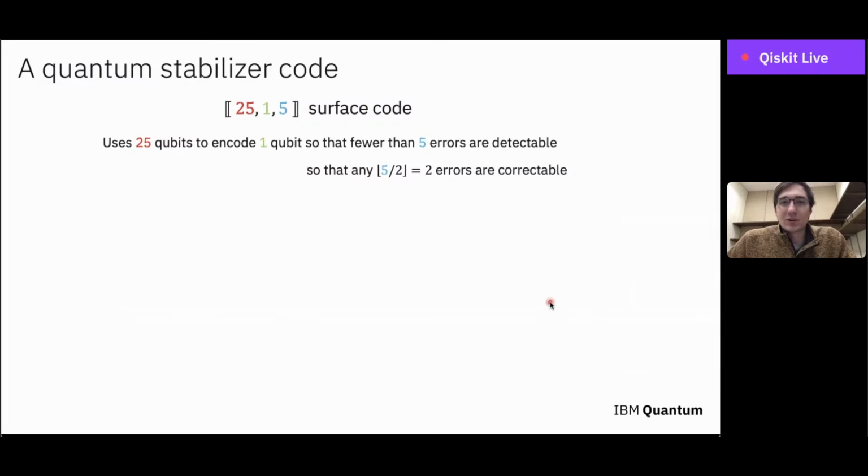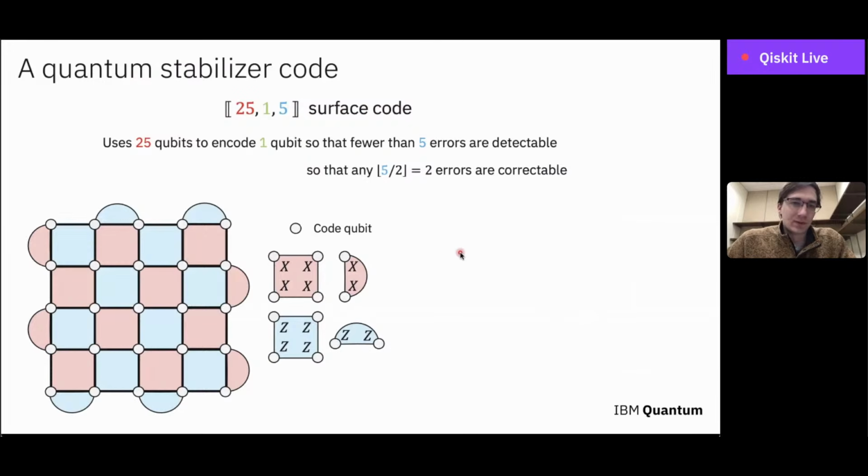So here's a [[25,1,5]] quantum surface code. And it's quantum because we now use a double bracket instead of a single bracket like for the classical code. So we use 25 qubits to encode one logical qubit, and we can detect any fewer than 5 errors. We can also correct any 2 errors. So it looks like this, where in red we have X-type parity checks, and in blue we have Z-type parity checks.